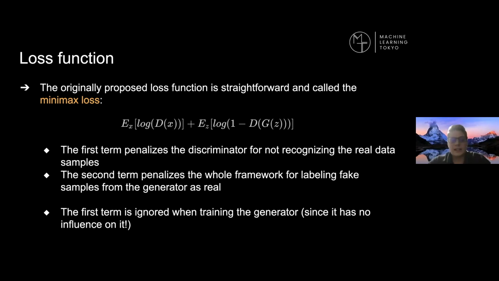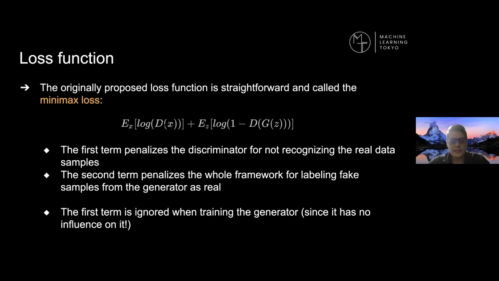And the second term basically penalizes the whole framework for labeling fake samples from the generator as real. So this is the sample G of Z, where Z is the noise, is the generated samples, which is passed to the discriminator D, and it's 1 minus the log of that. Here we're looking at the samples generated from the generator itself.